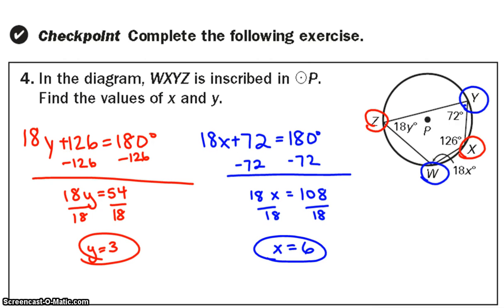Alright, so hopefully you've unpaused the video. Now you're checking your answers. On the red problem with the y, all you do is subtract 126 and divide by 18. To solve for x, you would subtract 72 and divide by 18. So you should get y equals 3 and x equals 6.